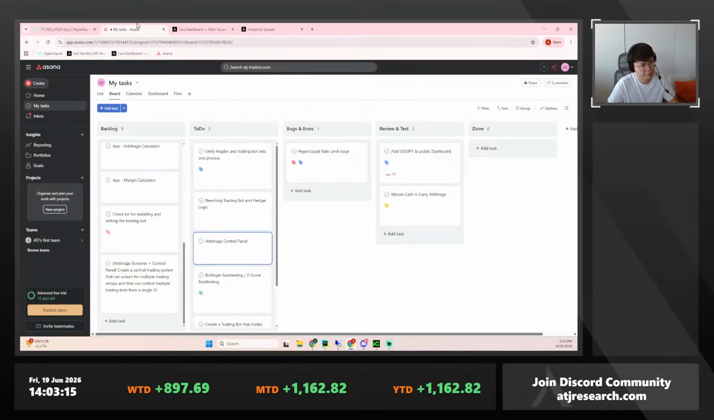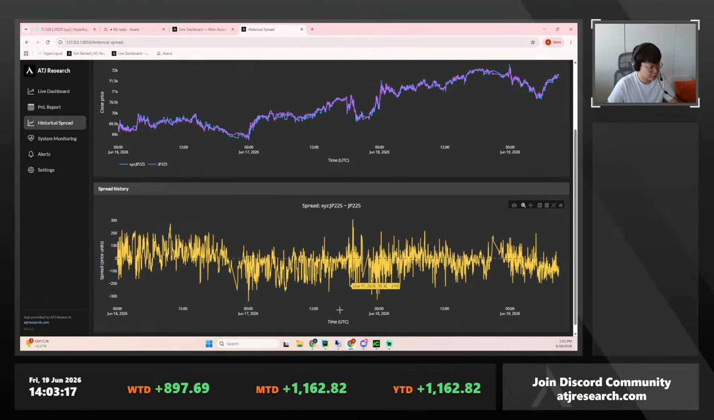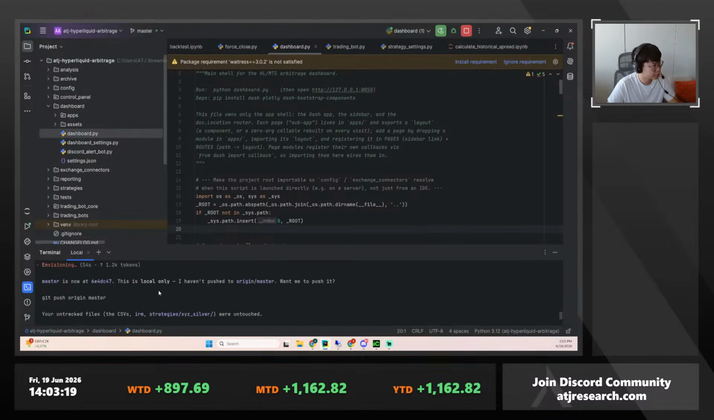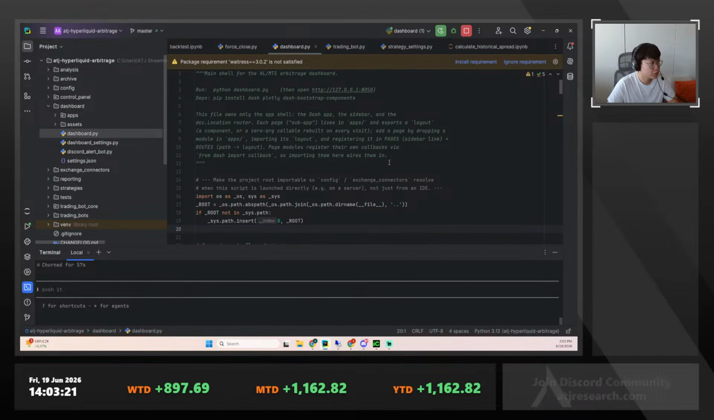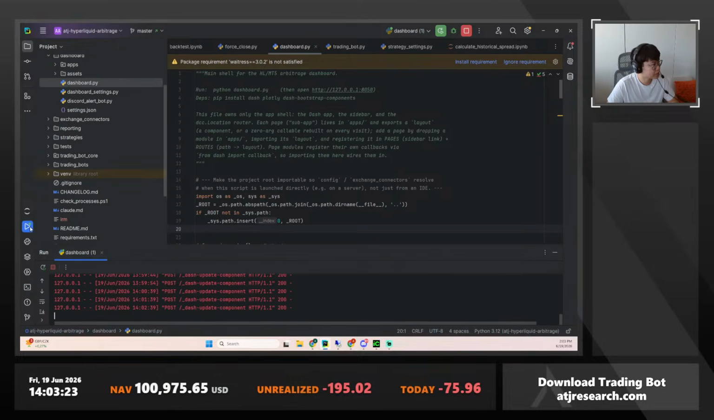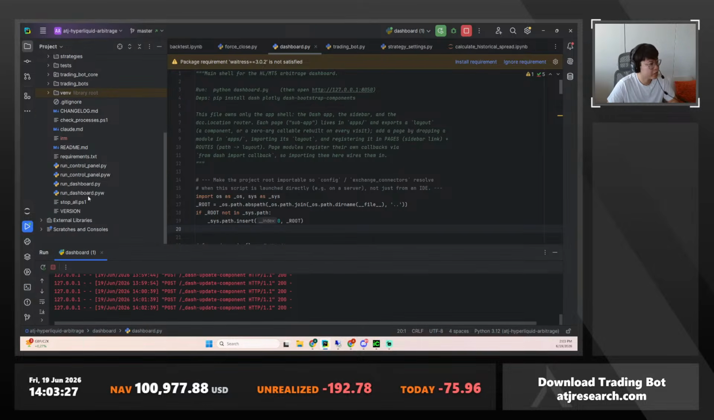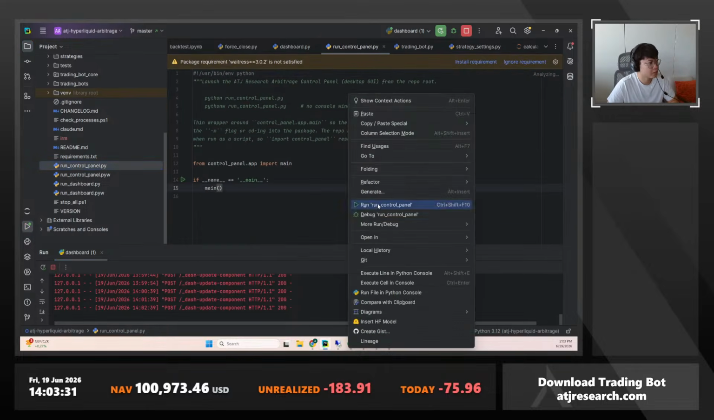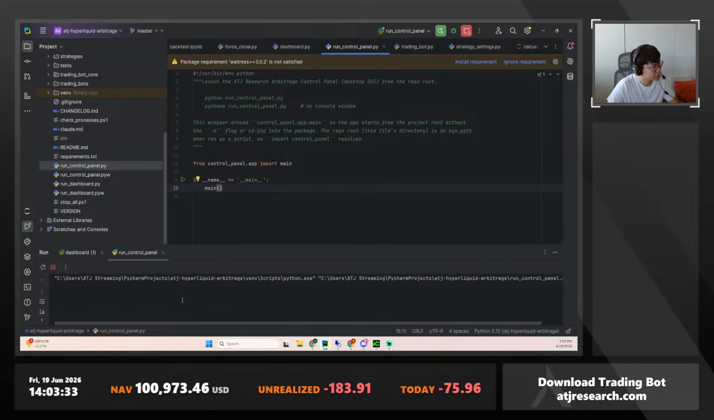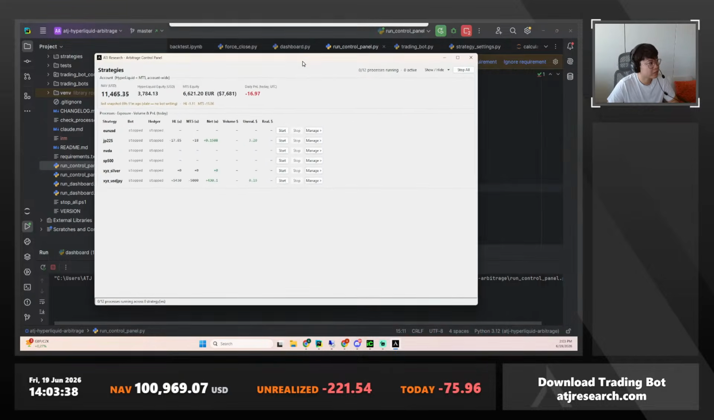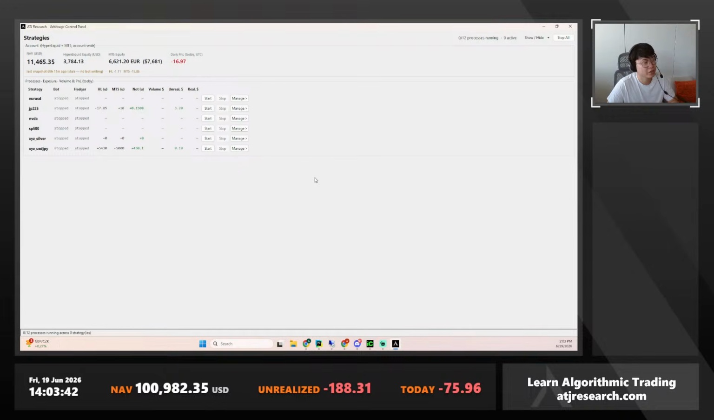But I'm also going to provide some great updates regarding changes I've been working on for the past 2 days. So let me just show you. What we have here is a control panel. If I run this app, hopefully it should be installed. What I created is a control panel that can manage multiple trading bots from a GUI, or graphical user interface.